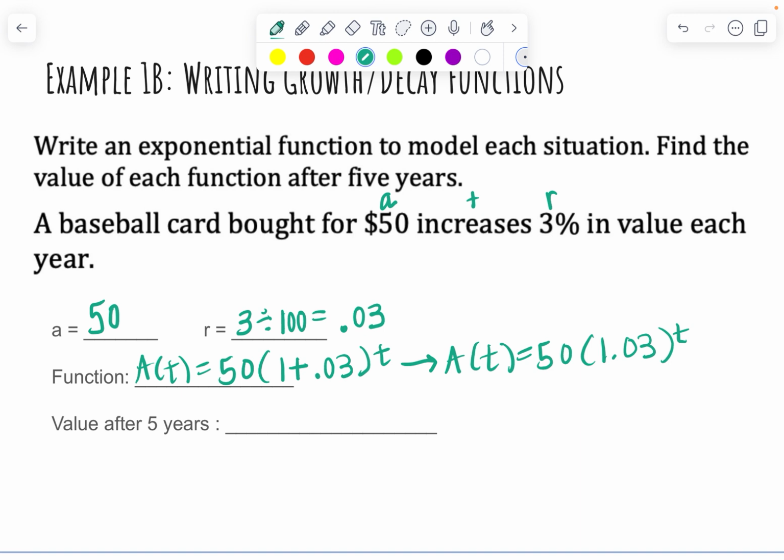And then to figure out how much this baseball card is worth after 5 years, we'll plug in 5 for t. So a of 5 equals 50 times 1.03 to the power of 5. And again, we'll put this part into the calculator. And our final answer then, again, it's money, so we'll round to 2 decimal places: $57.96 it will be worth after 5 years.